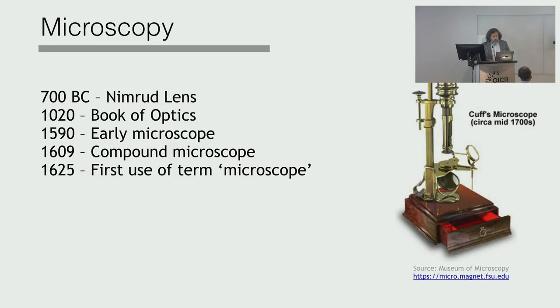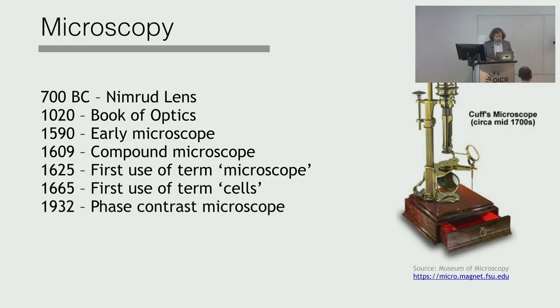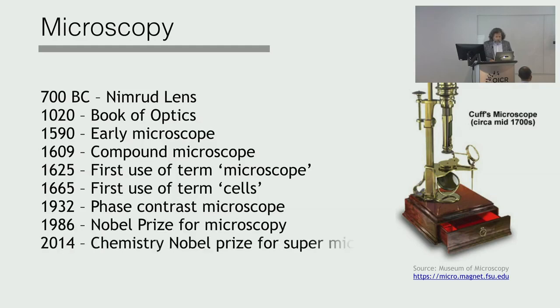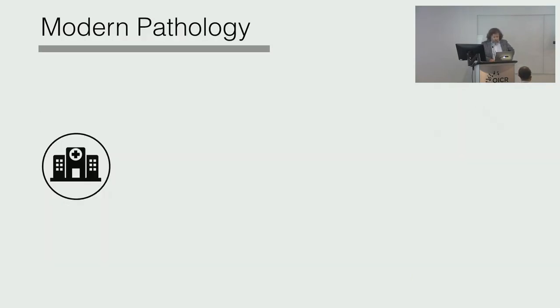The first use of the term microscope was in 1625. The first use of the term cells was in 1665. So what we're talking about is actually quite old. Even imaging a piece of tissue without staining it, for example, is not new: the phase contrast microscope dates to 1932. Nobel Prizes have recognized different works on microscopes, including the chemistry Nobel Prize for super-resolution microscopes. So it is an old field, a very well established field, and it's really tough, among other reasons for exactly this, to make any changes.